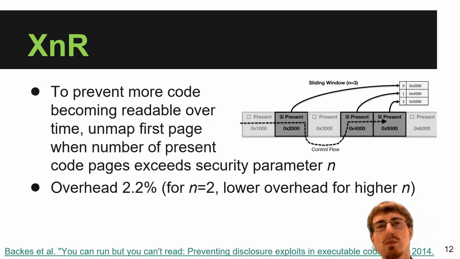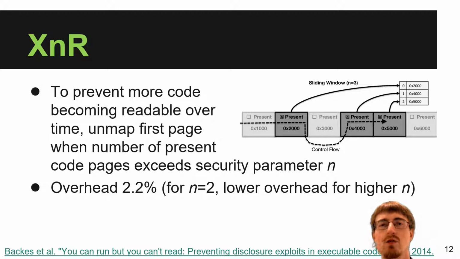So there is a security parameter here, which we call n in this case, and n specifies essentially the last how many pages are kept readable and executable. The higher n is, the better the performance, because this means there are fewer page faults, but also the less secure, because there are more pages mapped in that can now be read if there's a vulnerability on one of the pages. Now, the overhead is just 2.2%, even at n is 2. If we increase n, the overhead can be made even less. So this approach is actually very efficient.